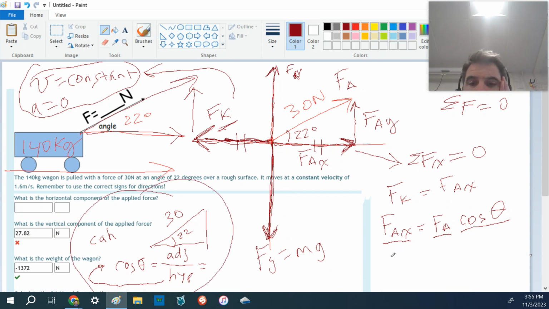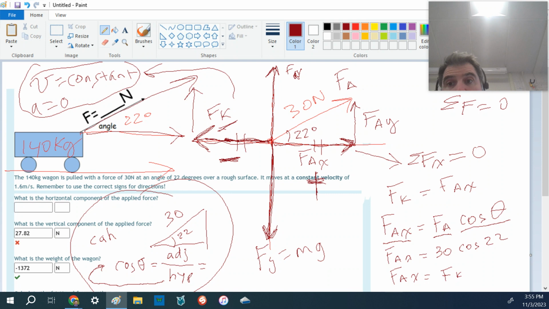And so FAX is going to be equal to 30 times cosine of 22, and FAX will be equal to FK in this case. Remember, FAX is going to be positive and FK is going to be negative, but they'll be the same.